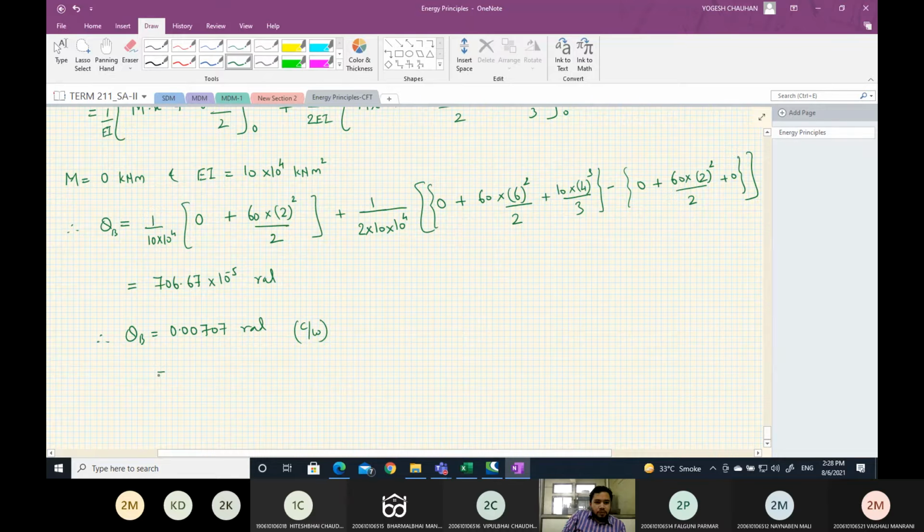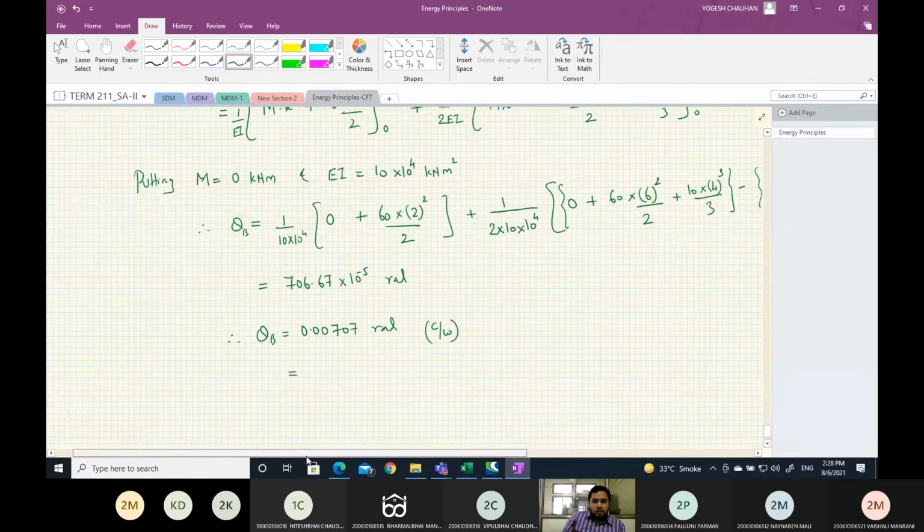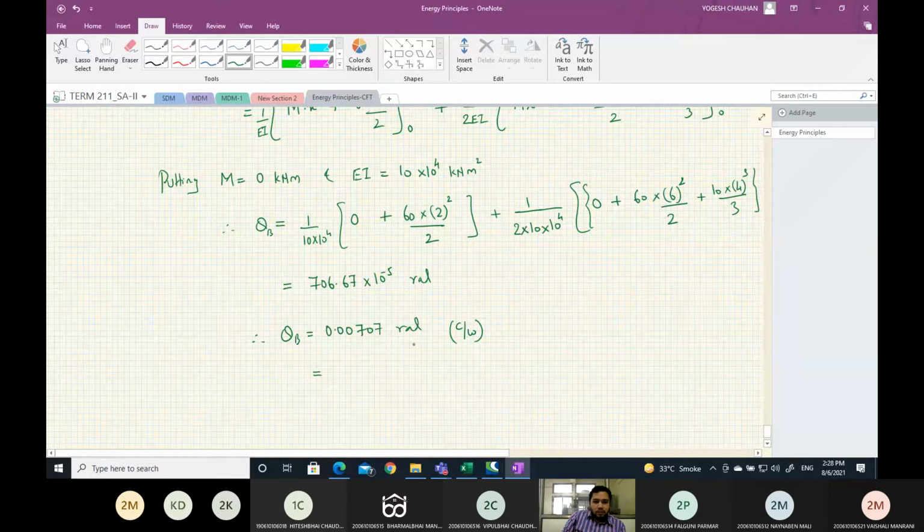Okay, we can also express this in degree. So in degree it will be 0.00707 into 180 by pi. Multiply it with 180 by pi, that will give you the value in degree. That is 0.405 degree.